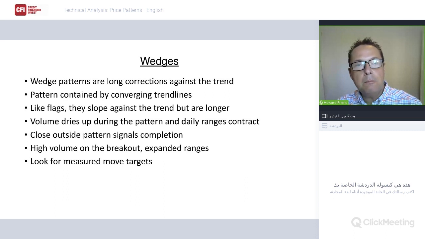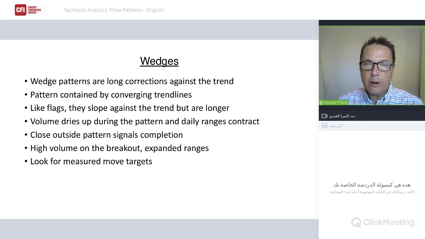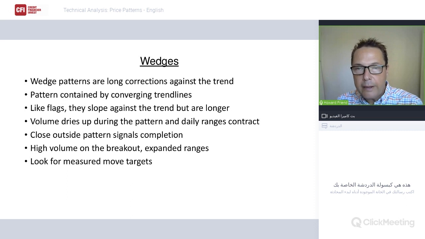Okay, a bit less common, and a bit like the triangle and the double top, are wedges. Now, wedge patterns are kind of long corrections against the trend. So a little bit like a flag, they will slope against the trend. In fact, they look like a new trend in the opposite direction. And in fact, they are, but a very, very shallow one, which reflects a slight change in psychology. But once a wedge has been completed, you'll get a big acceleration higher in the direction of the previous move.